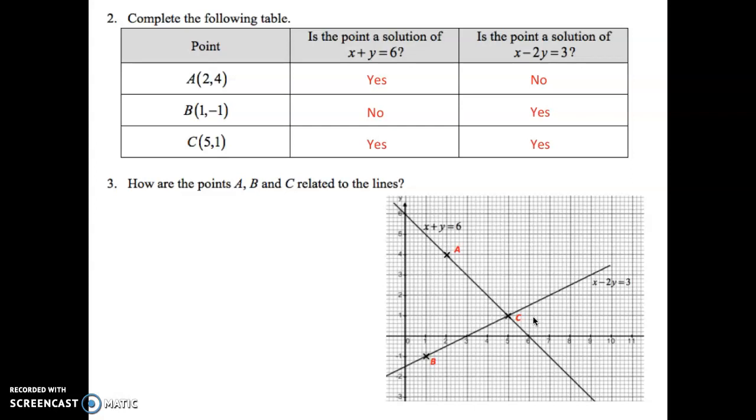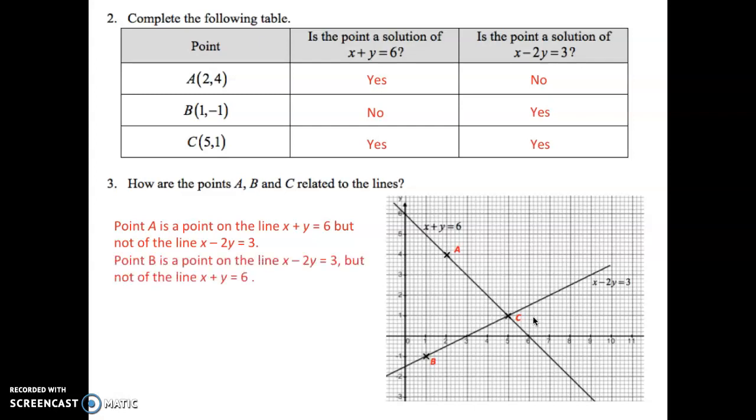So how are the points A, B, and C related to the lines? As mentioned, point A is a point on the line x plus y equals 6, but not of the line x minus 2y equals 3. Point B is a point on the line x minus 2y equals 3, but not of the line x plus y equals 6. Lastly, point C is a point on both of the lines.